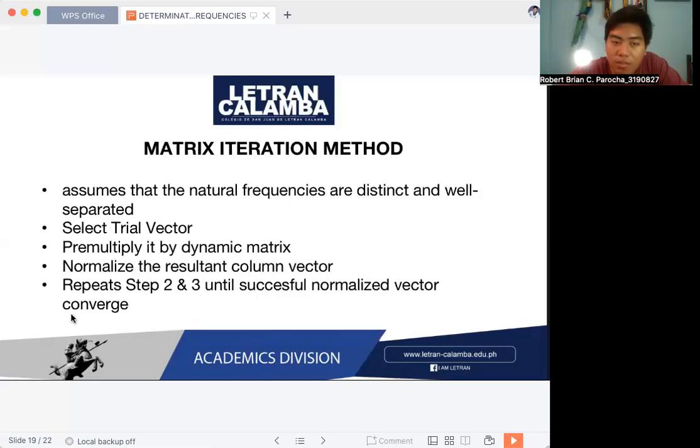Next is the matrix iteration method. It assumes that the natural frequencies are distinct and well separated. We also have the procedure, which is bulleted. Number 1 is to select a trial vector, currently x1. Number 2 is to pre-multiply it by the dynamical matrix, which is denoted as D. Third is to normalize the resultant column vector. And last, repeat steps 2 and 3 until the successive normalized vectors converge.